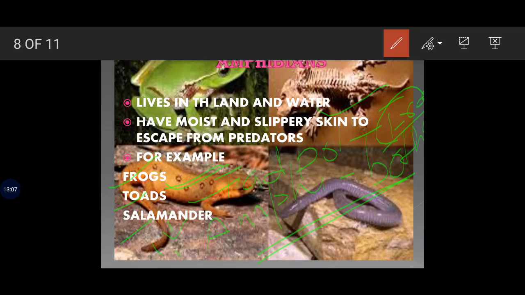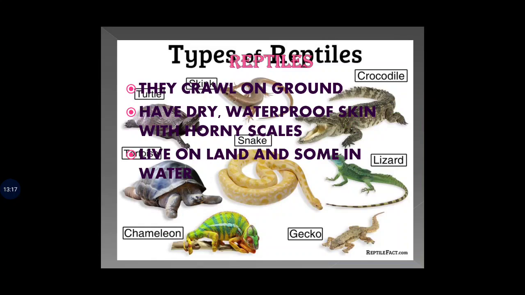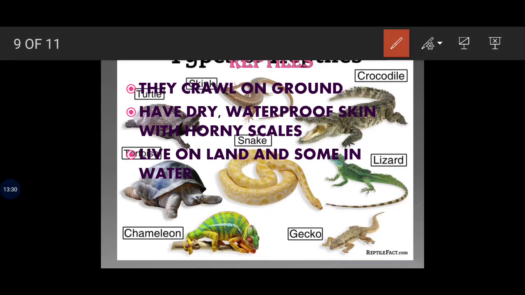Salamander somewhat looks like the lizard, but the lizard is a reptile, and salamander is an amphibian. So next is reptiles. Behind you may see there are various pictures of reptiles like tortoise, snake, lizard, gecko, crocodile.